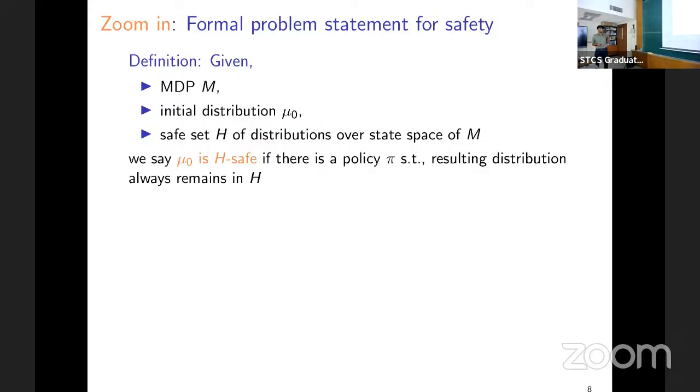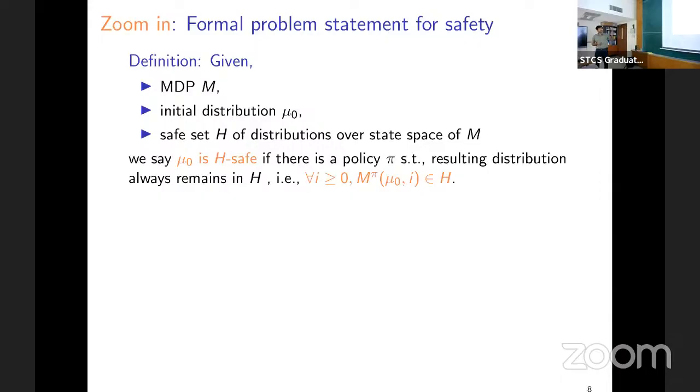And we say that an initial distribution is H-safe with respect to the safety set if there exists a policy, here I am quantifying, I am looking at this particular variant where there exists a policy such that the resulting distribution always remains inside H. Does that make sense? Is that formally specified? So for all i, I want that M under pi, this is just the notation for the MDP resolved by the policy pi, starting from mu0 in i steps, should be inside H.